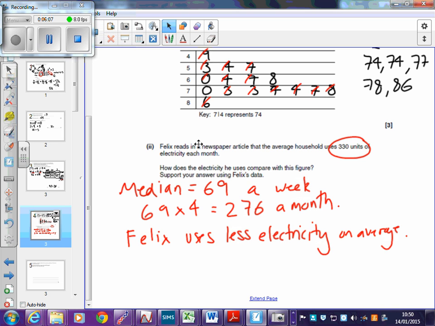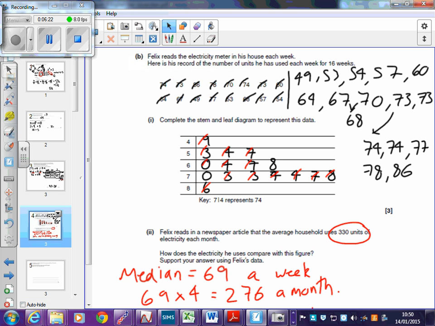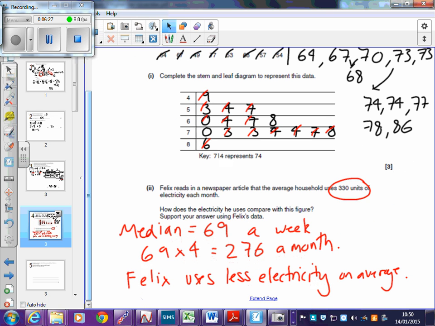Because we're actually using the data. And last part of this question, Felix reads in a newspaper article, sorry, that was the one that we've just done. For some reason I've written it on there, so sorry, you can see that we've got that bit on there. I've just answered that on the slide before. So finding the median, timesing it by 4 to get the month, and then using the average on there.